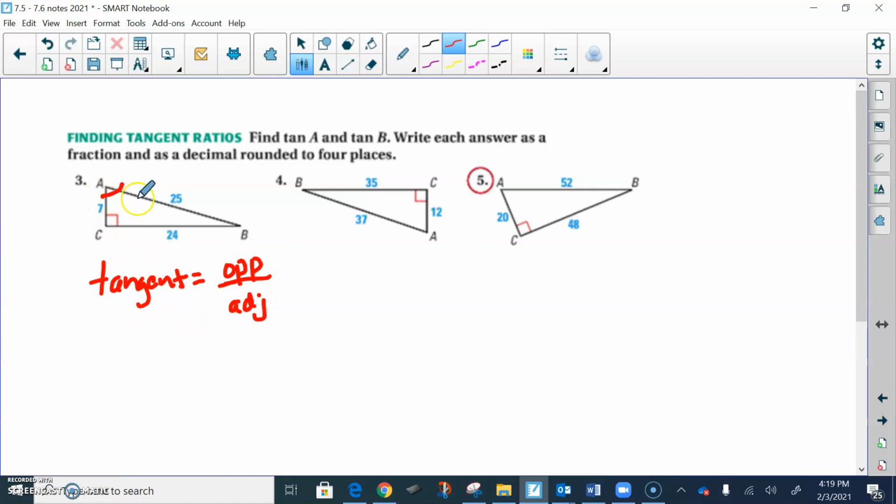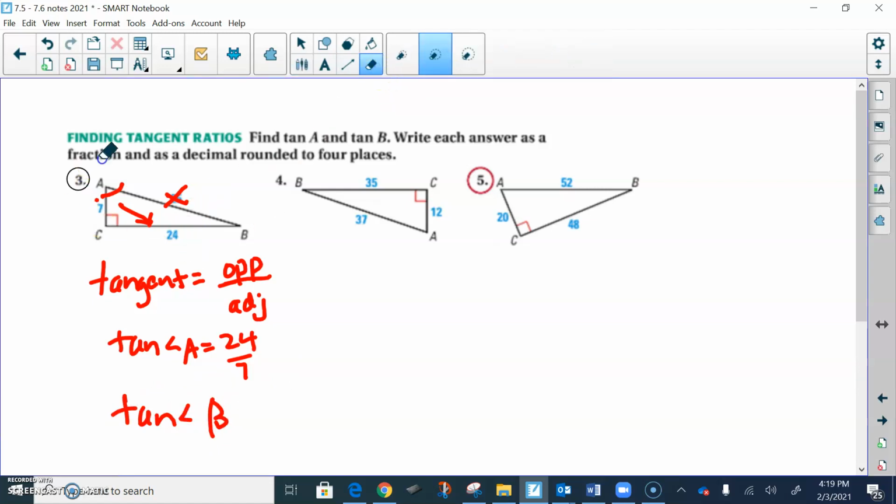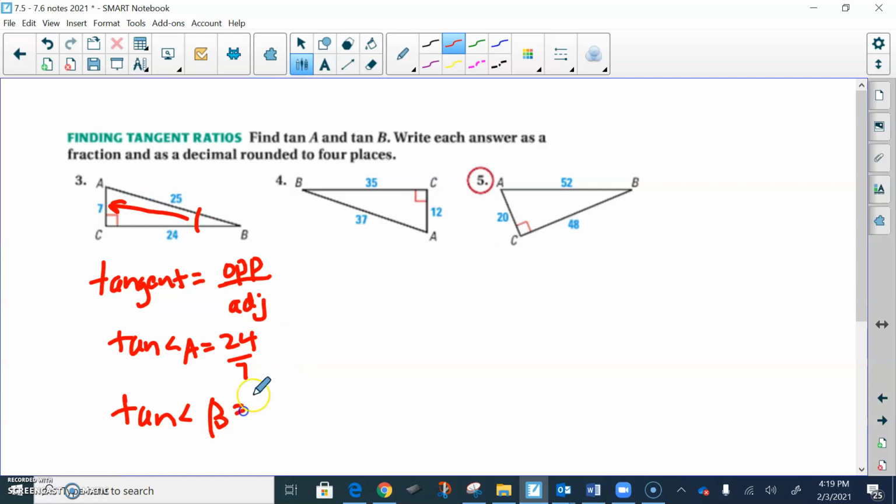So from angle A, opposite is 24. So tangent from angle A is 24 over the adjacent side, which is right here, over 7. Not this one. This one's the hypotenuse. We're not using that. Now, if we look for tangent from angle B, from angle B, 7 is now the opposite, and the 24 is now the adjacent.